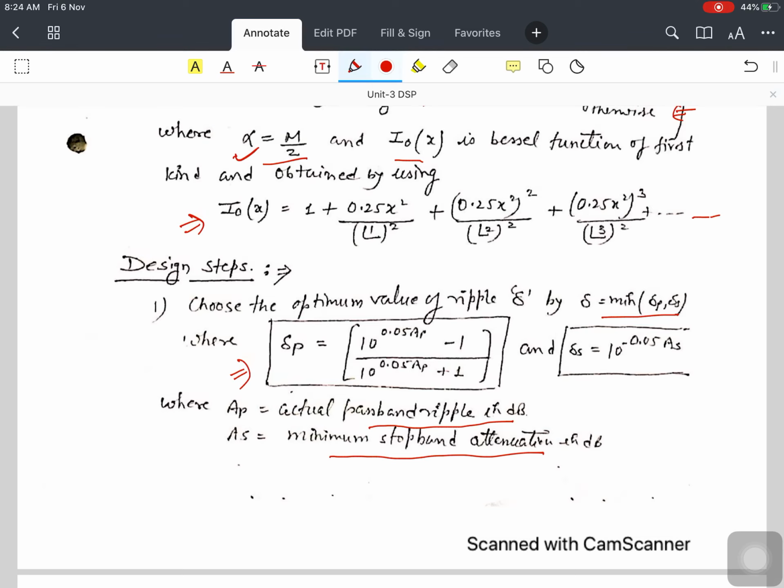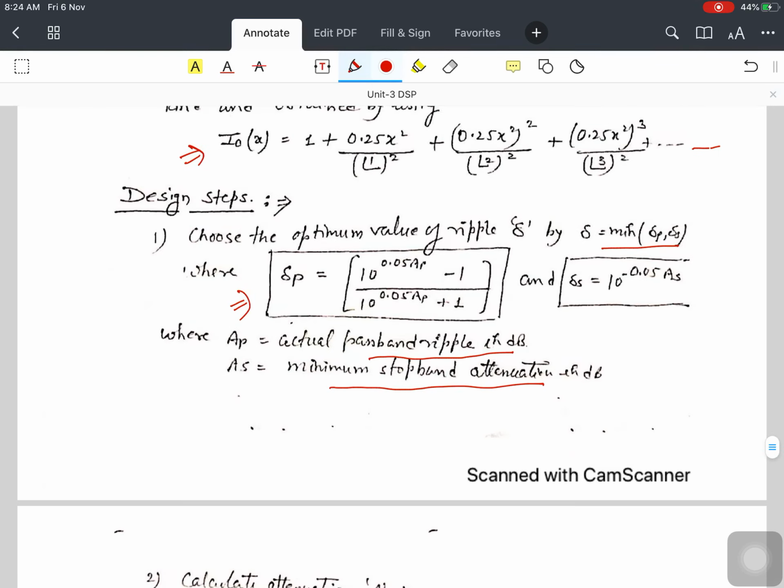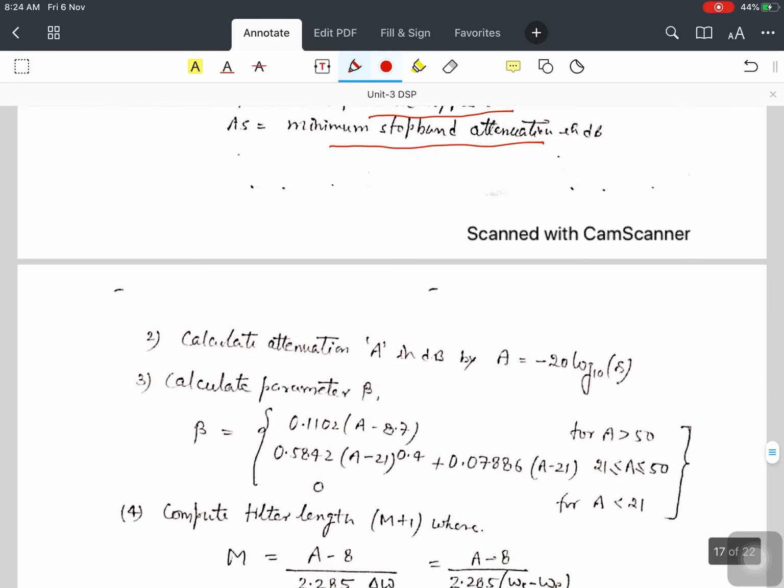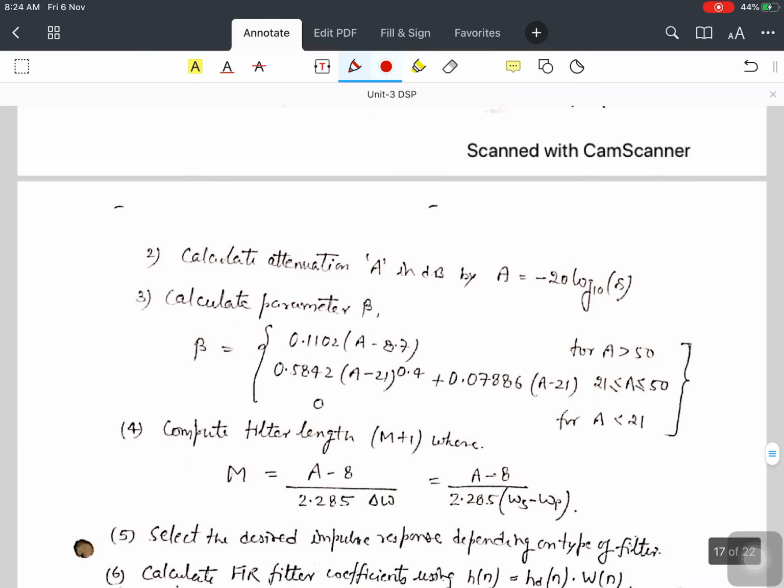So the first step is to choose the minimum value of del. For calculating del you require del p and del s, which you can calculate with these two formulas. Now the second step is to calculate A in dB. A equal to minus 20 log 10 del, because we already calculated del, so we can easily calculate the value of capital A.